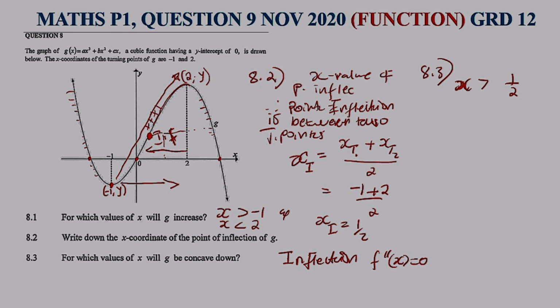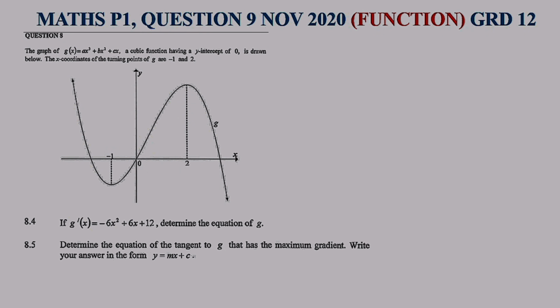All right, so there's no need to panic. Just know that concave up, if a is positive, therefore you just have to say greater than the point of inflection. All right, so let's go ahead, do 8.4 and then 8.5. I just moved the sketch to this side so that we can also continue to deal with it.